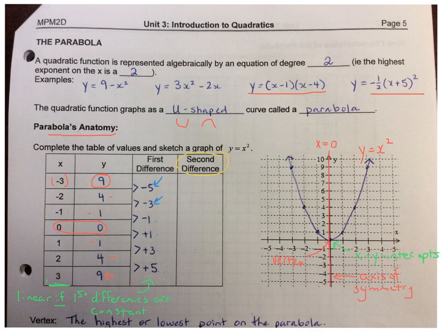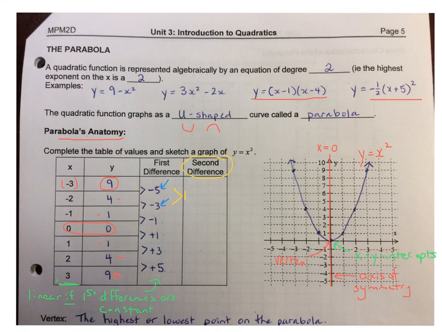So if I go from -5 up to -3, I'm going up 2. And then if I go from -3 up to -1, I've gone up 2. And to go from -1 to +1, I have to go up 2. If I go from +1 to +3, I'm adding 2. And then from 3 to 5, we're going up 2. So this is that quadratic.